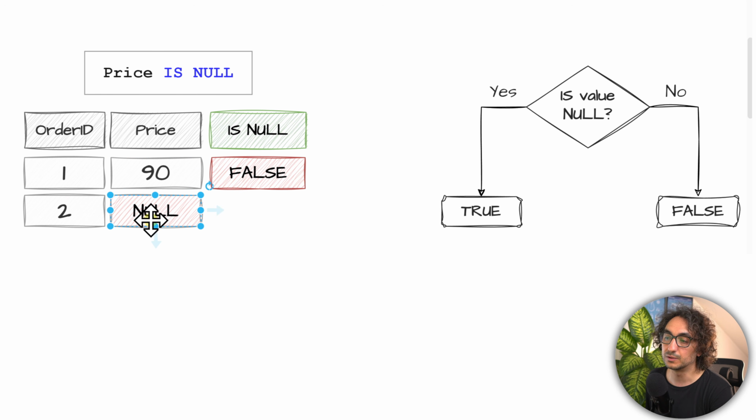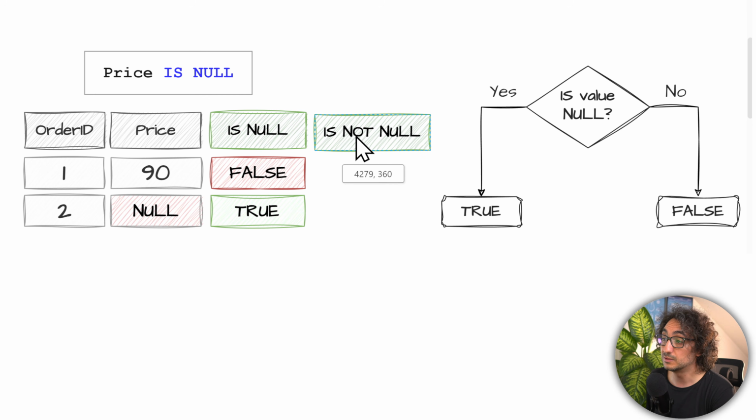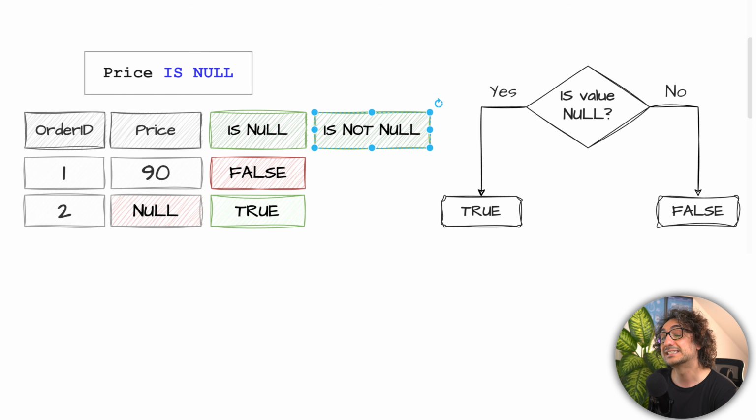And for the second order, the value is null, so it is correct. That's why we will get true. Now, of course, if we use is not null, it's going to be the exact opposite. So is the price not null? Well, yes, it's not null. That's why you will get a true over here.